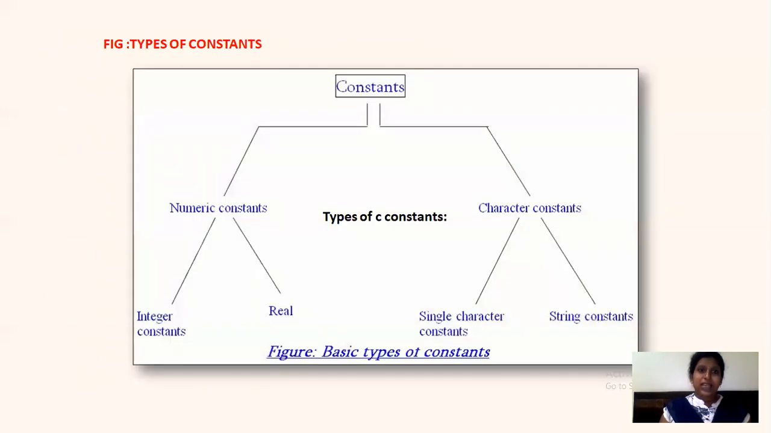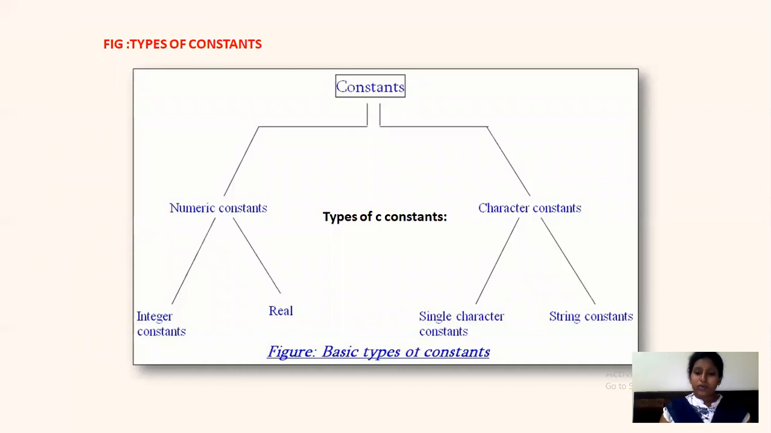See, these are the types of constants. We have two different types of constants: numeric constants and character constants. Under numeric constants, we have integer constants and real constants. Under character constants, we have single character constants and string constants.